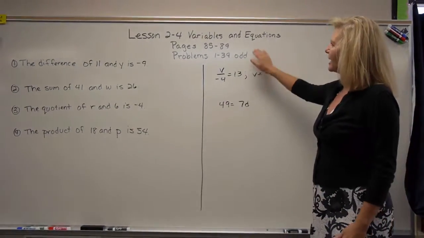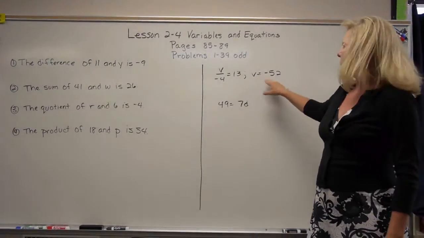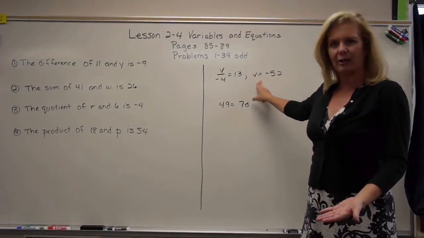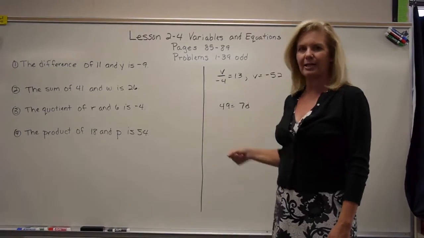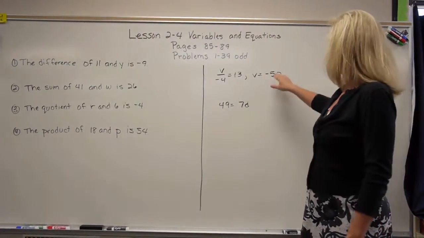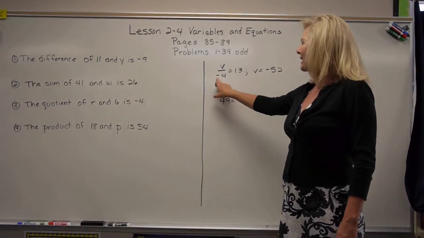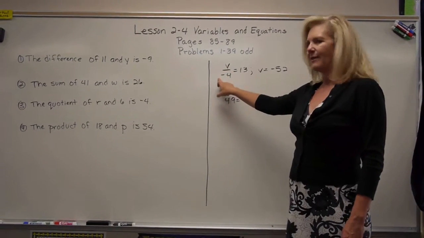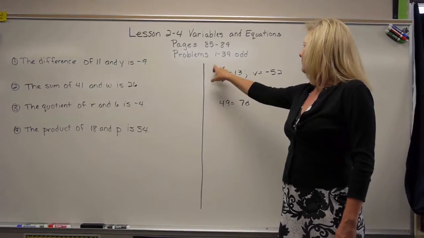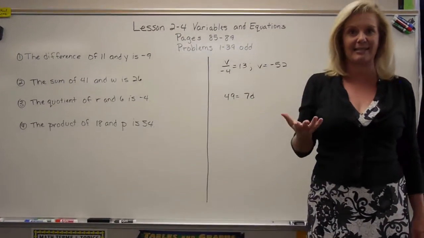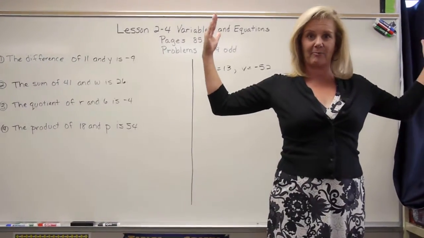So when we first look at our equations, first they're going to ask you to substitute in a known value for the variable into the equation and see if it actually works. So if I put negative 52 in for v, I divide it by negative 4, I know a negative divided by a negative is a positive. 52 divided by 4 is 13. Therefore, yes, that works. At no time were we out of balance.